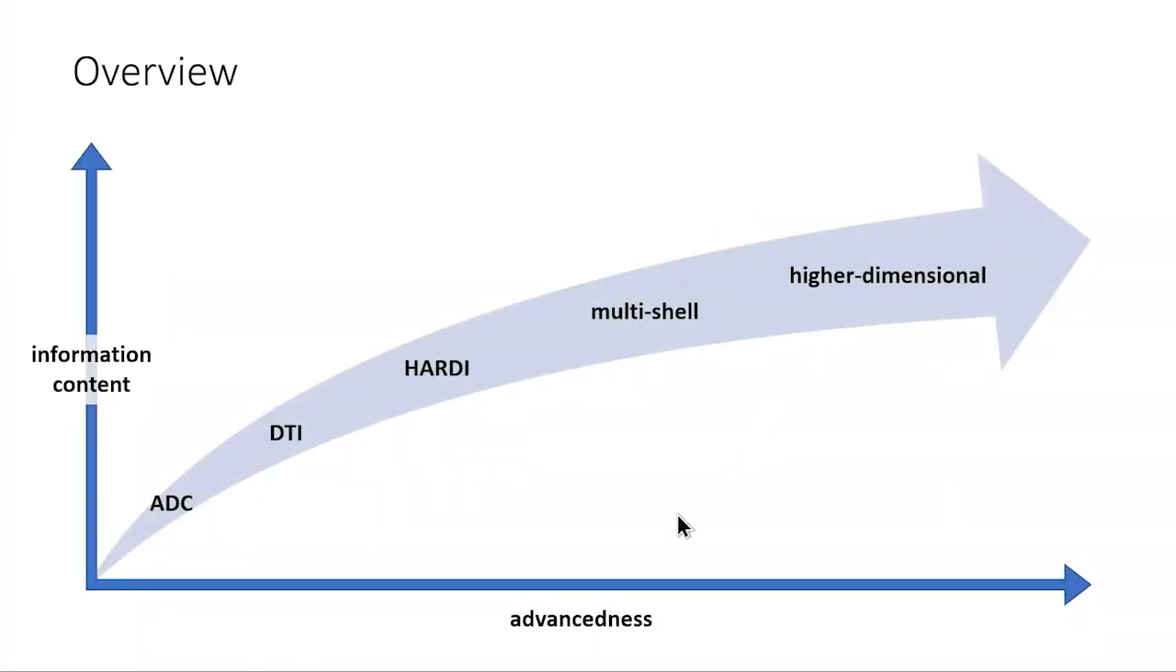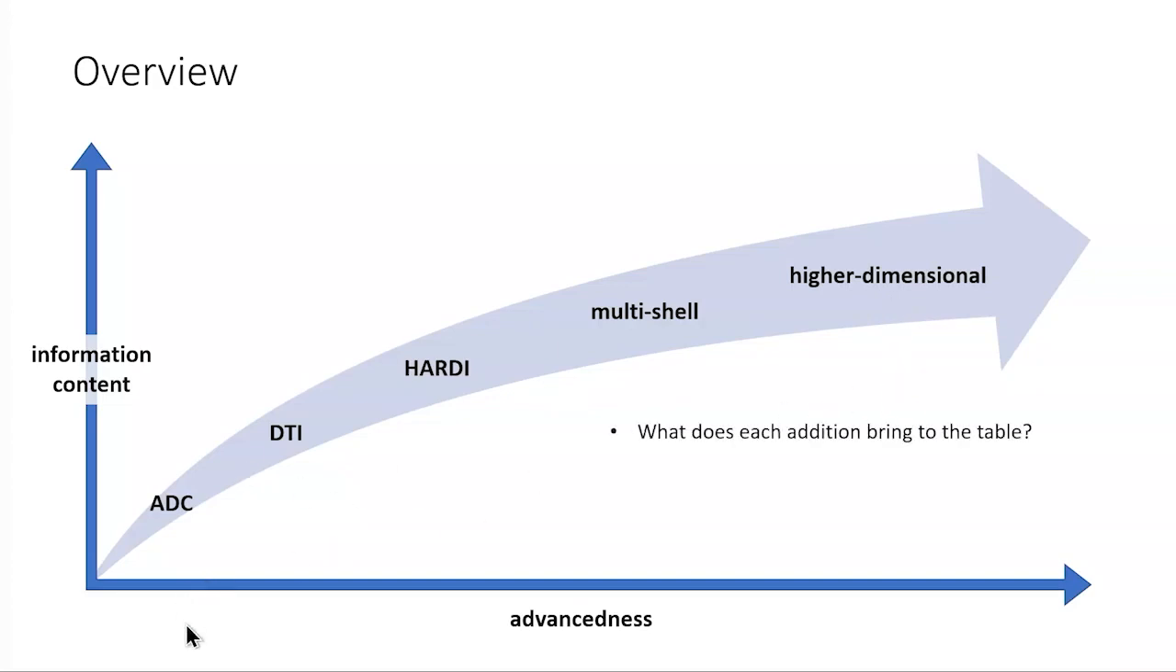So in my presentation, I will try to walk you all the way from a very simple ADC measurement to a high-dimensional diffusion MRI experiment. So we'll start with ADC, then go to DTI, then HARDI, then multi-shell, and then higher dimensional diffusion MRI involving multiple echo times and multiple tensor shapes.